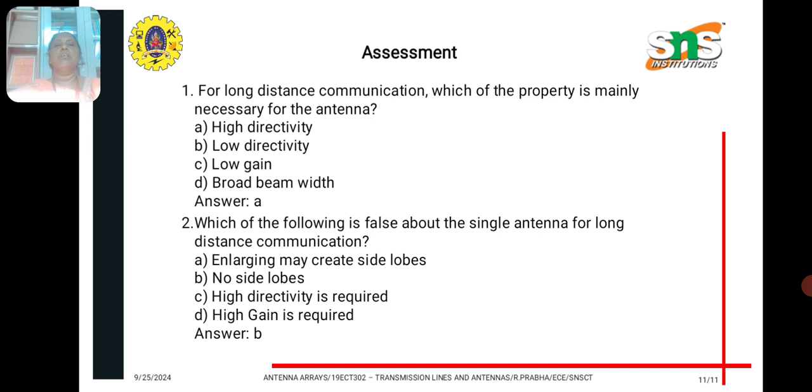Now the assessment. For long distance communication, which property is mainly necessary for the antenna? It is high directivity, because high directivity makes the radiation sharper for transmitting and also for receiving. The second question: which of the following is false about the single antenna for long distance communication? There are four answers: enlarging may create side lobes, no side lobes, high directivity is required, high gain is required. The answer is, it must be no side lobes.